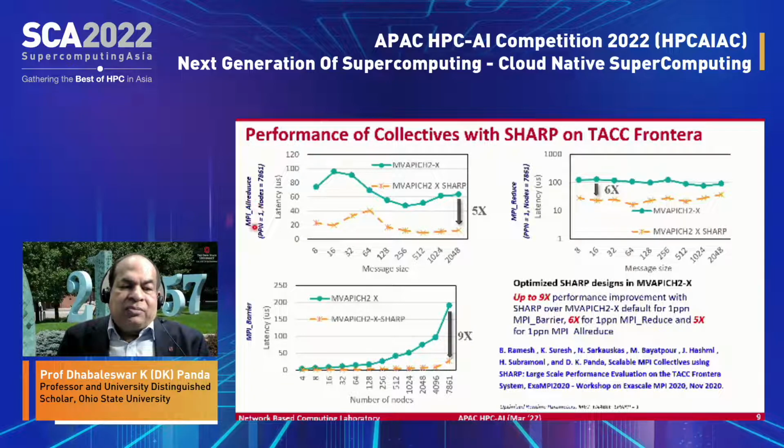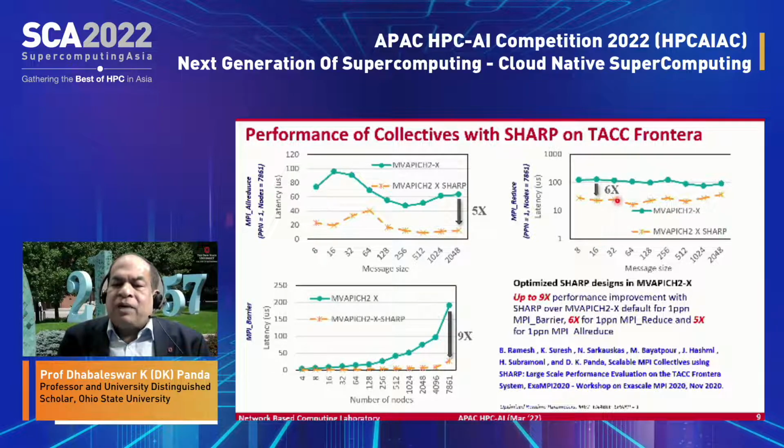So this is for MPI, already used with PPN 1. As you can see, we can give you almost a 5x improvement as the message size increases up to 2 kilobytes, and as the number of nodes increases, you can see that flat behavior, as Gilad was indicating, up to close to 8,000 nodes. This is an MPI barrier, where we get benefits of a factor of 9.